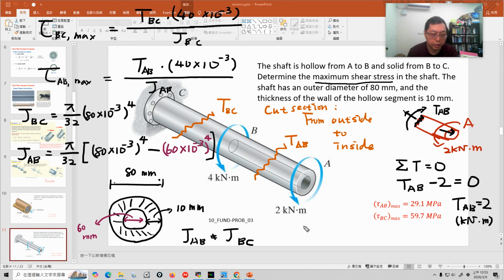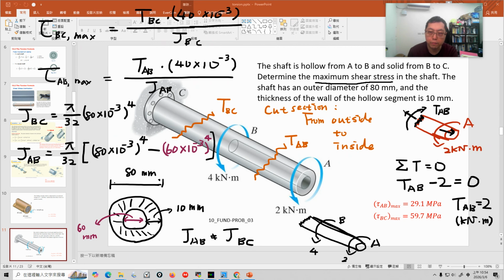The cut section here is here. This is A. Here's B. Okay, the torque here is 2, and the torque here is 4, and I cut a section here.